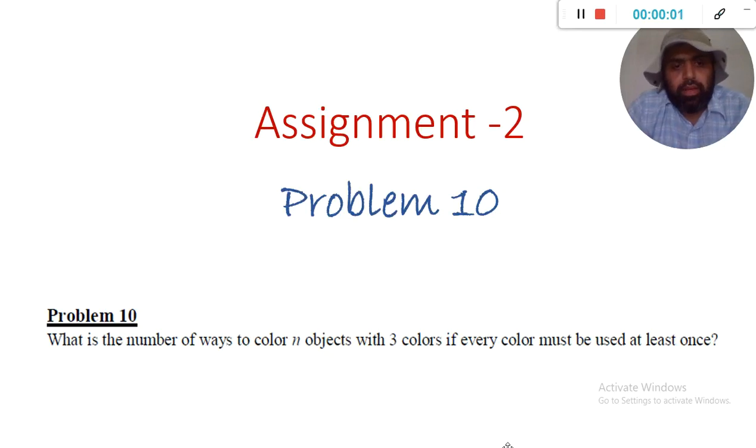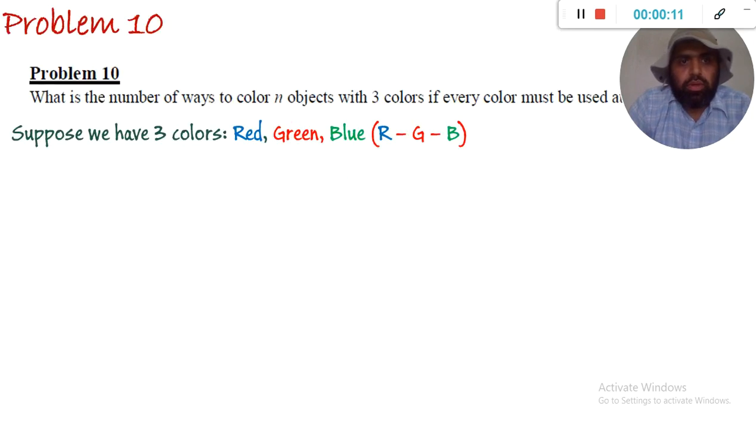So problem 10. What's the number of ways to color n objects with 3 colors if every color must be used at least once? So suppose we have 3 colors. It could be any color. Let's suppose these are red color, green color and blue color. So we want to color n objects with these colors.